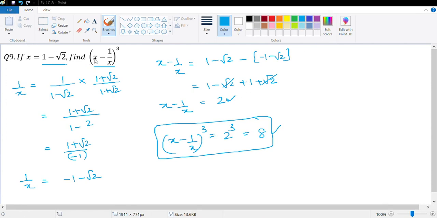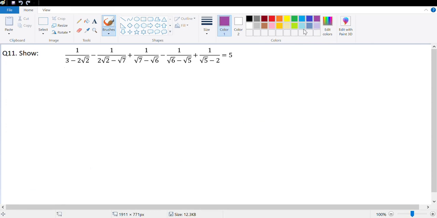Next question. The next question that we do is question number 11. Question 11 says show that the left hand side is equal to the right hand side, which is 5. So let's work with the left hand side and let's rationalize all the denominators.